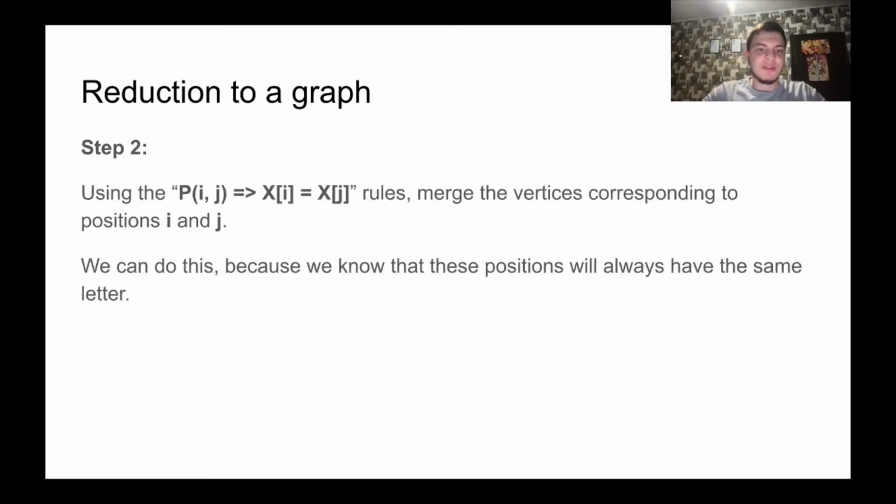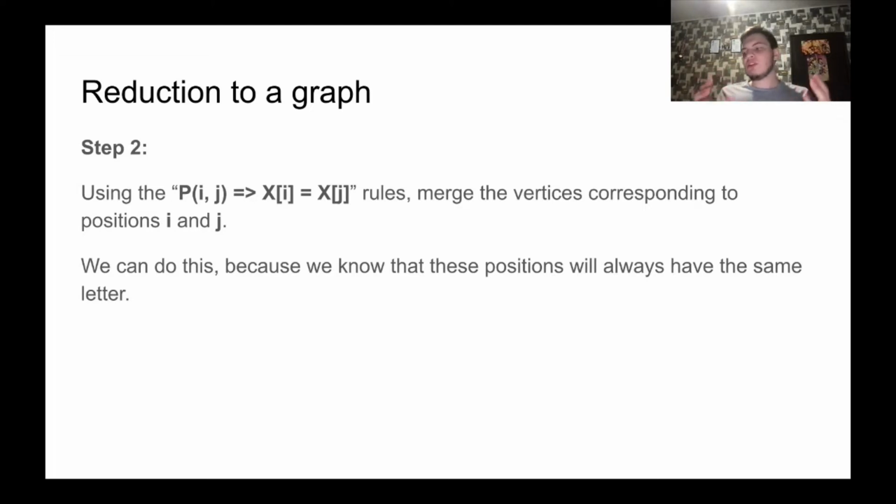Now step 2 will basically be to actually use our first rules, which were like, if we have Pij, then xi will be equal to xj. So in other words, we know that the characters at position i and position j will always be the same. So in a way, we can basically just merge their vertices. In a way, that's just one union find or just one DFS. We just have those rules, and using them, we basically just merge some larger components.